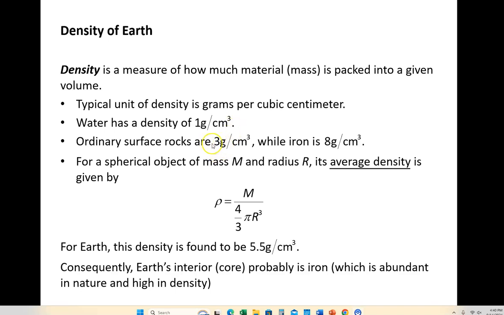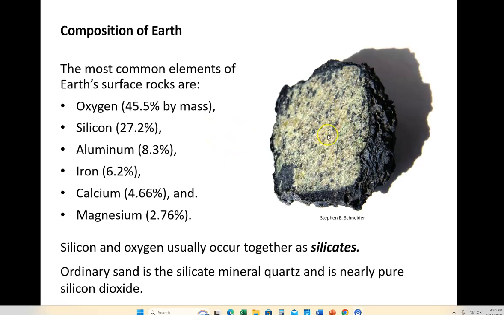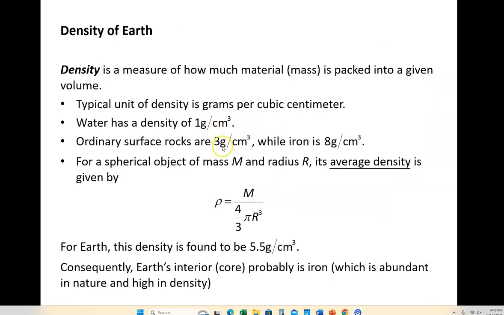So the rocks that you find on Earth, that we were just talking about, like the average rock made of quartz, have a density of about 3. It's actually closer to 3.3 grams per cubic centimeter. And if you had a piece of pure iron, its density is really close to 8 grams per cubic centimeter, actually closer to 7.9 to be more exact. But the average density of the Earth is 5.5.